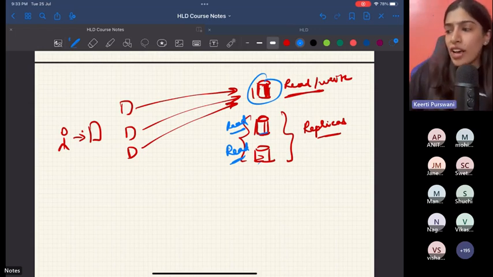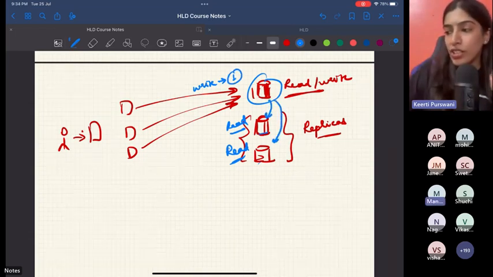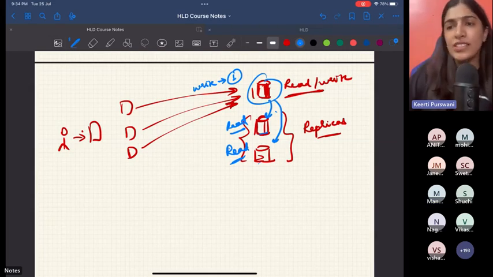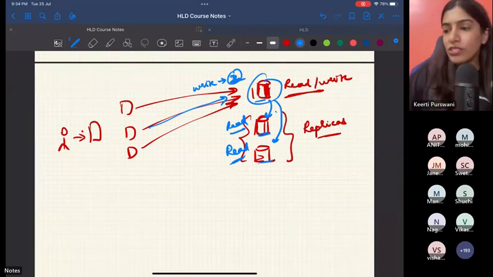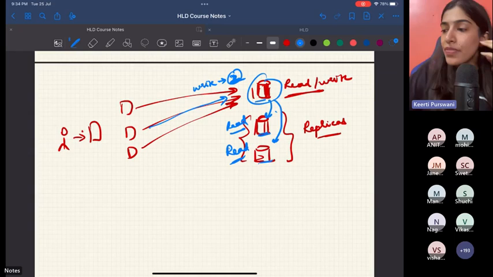Now suppose a write request came. I wrote some data, say value 1. I copied it over here and I copied it over here. So the value in all three databases is 1. Suppose it is the user ID: user ID 1, user ID 1, user ID 1. Now another request came to update the user ID. The user ID is not 1, it is 2. Some request is coming.